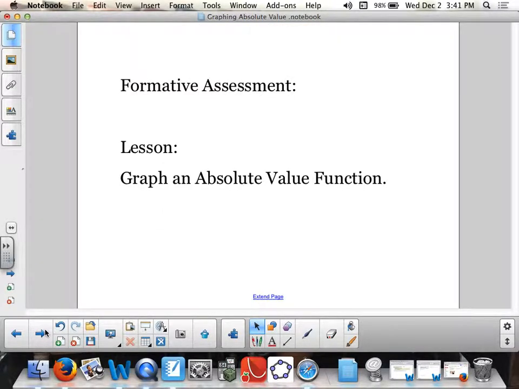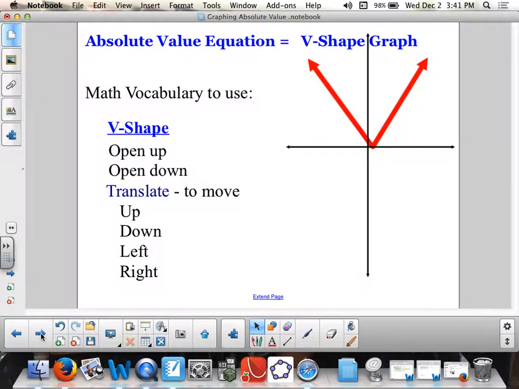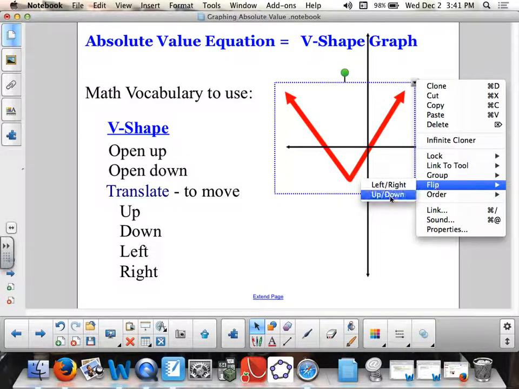This is an Algebra 1 lesson on graphing absolute value functions. We know that our Algebra 1 kids know that an absolute value of x graph looks like a basic V shape facing up. Some ideas that you're going to be using when you're doing these absolute value equations are translations. Moving left, moving right, moving up, moving down. Also, opening up or opening down.